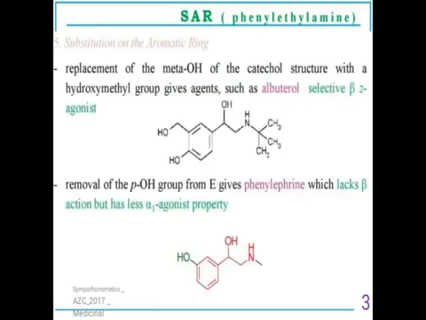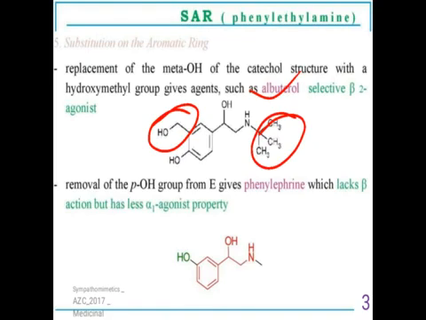Now here you can go for albuterol. Albuterol has the tertiary butyl as well as CH2OH. Due to the CH2OH, it becomes more beta selective, but due to the presence of the tertiary butyl, it becomes beta 2 selective.